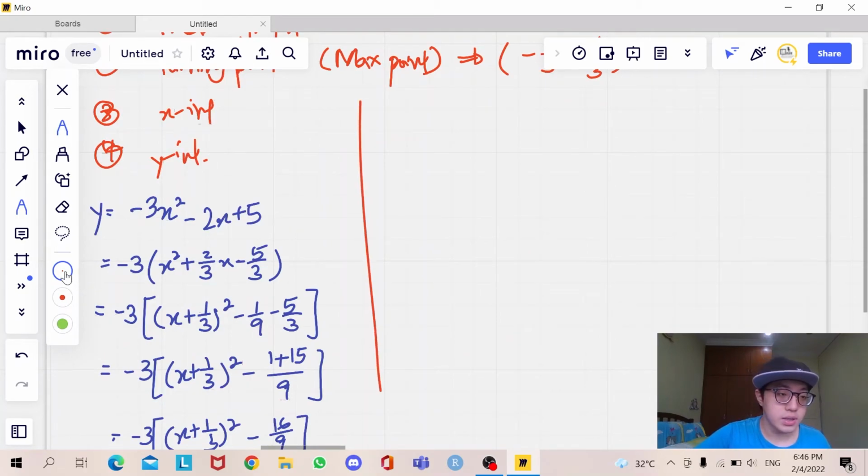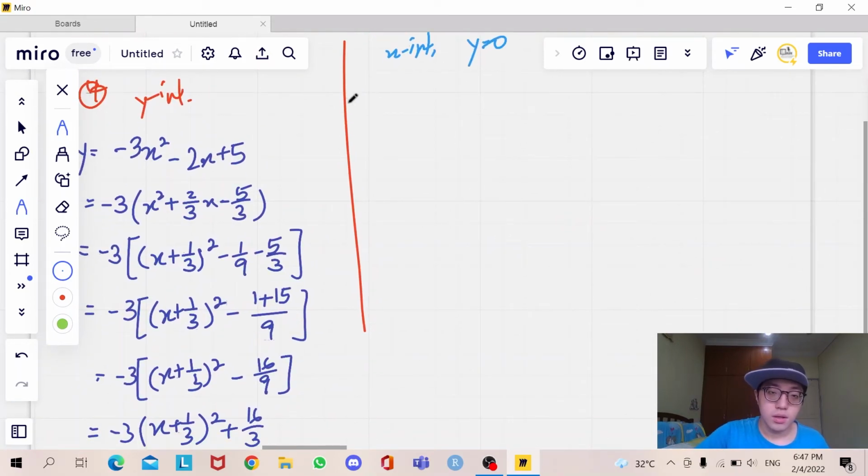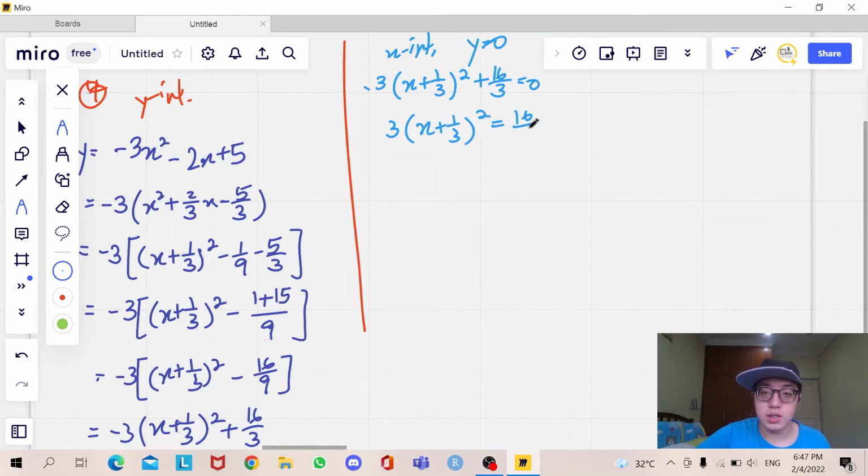All right, so the x-intercept here, let's use this. X-intercept, right? When y is equal to 0, we get negative 3 times (x plus 1 over 3) squared plus 16 over 3 equals 0. All right, so instead of bringing the constant to the other side, we bring this term to the other side so that we remain positive. This one is equal to 16 over 3, and then you bring the 3 to the other side. (x plus 1 over 3) squared equals 16 divided by 9, and then you bring the square root to the other side, plus minus the square root of 16 over 9.